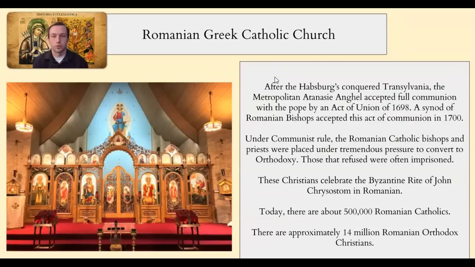The Romanian Catholic Church. After the Habsburgs conquered Transylvania, the Metropolitan Athanasie Anghel accepted full communion with the Pope by the Act of Union of 1698. A synod of Romanian bishops accepted this act of communion in 1700. Under communist rule, the Romanian Catholic bishops and priests were placed under tremendous pressure to convert to Orthodoxy. Those that refused were often imprisoned or killed. These Christians celebrate the Byzantine Rite of John Chrysostom in Romanian. Today, there are about 500,000 Romanian Catholics, and there are about 14 million Romanian Orthodox Christians.